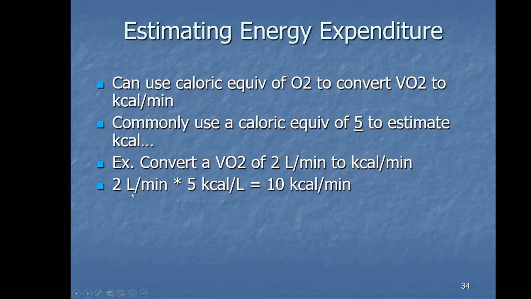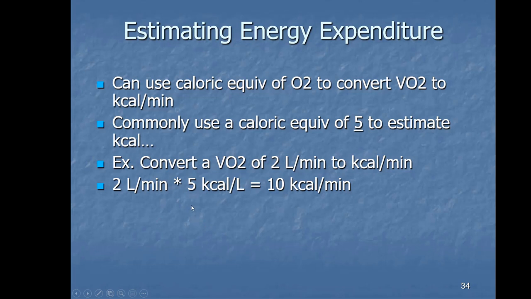So we can now say that an oxygen consumption of 2 liters per minute is equivalent to an energy expenditure of about 10 kcals per minute, using that conversion factor of 5. This is a good thing to do, because one of the things we're going to be expected to do shortly is convert VO2 into kcals per minute. And we're going to always assume, at least in this class, that there's a caloric equivalent of 5. We're making an assumption that we're using mostly carbohydrates, but that's commonly done, so we'll go with it.